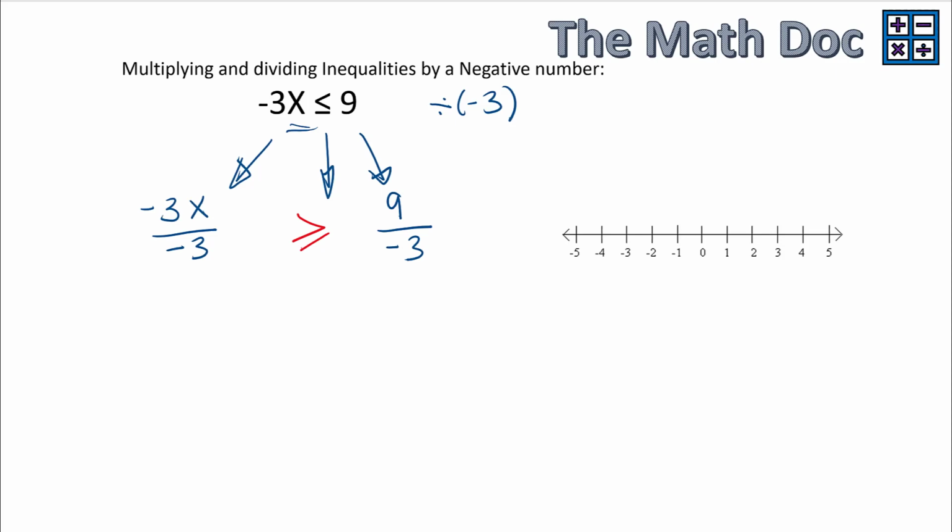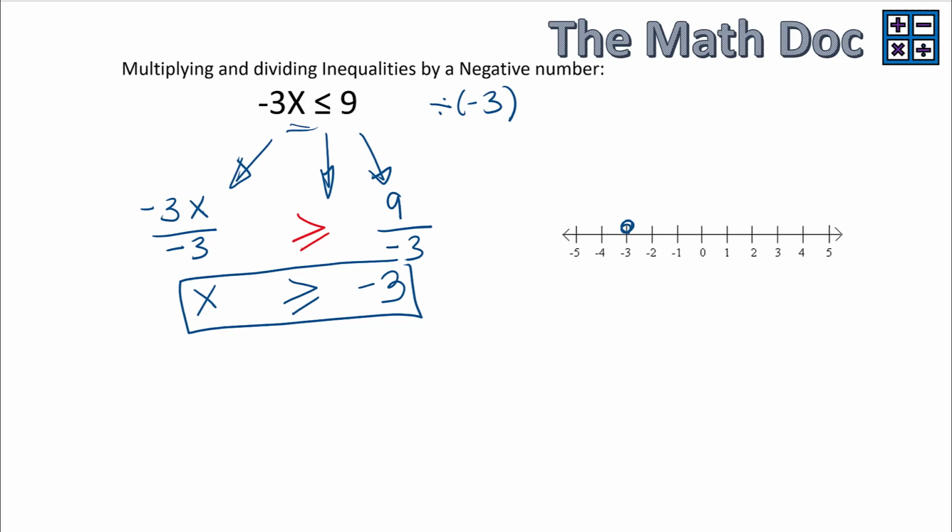Okay, now what do we get here? So we have negative 3 divided by negative 3 on the left-hand side. Negative divided by negative is a positive, and 3 divided by 3 is 1. So we just get x, larger or equal to, and 9 divided by negative 3 is just negative 3 because we have a positive divided by a negative. So the result of this inequality is x is larger or equal to negative 3.